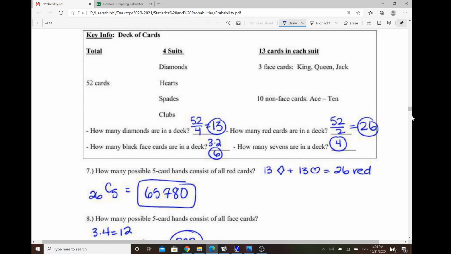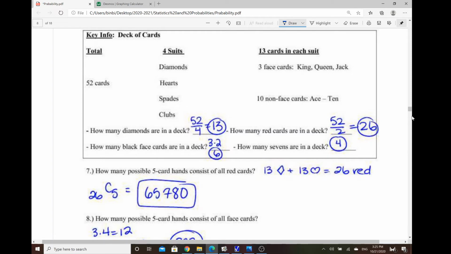So how many diamonds are in the deck? 52 divided by 4, so that would be 13. And how many red cards are there in the deck? 26, because the diamonds and also the hearts.